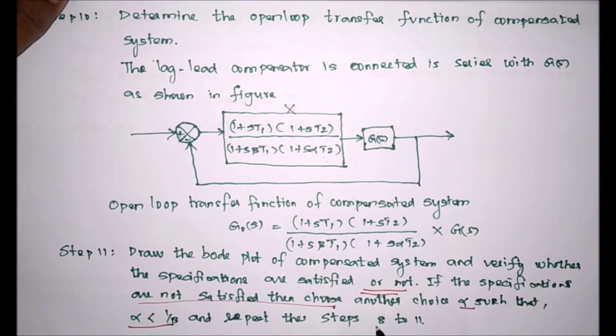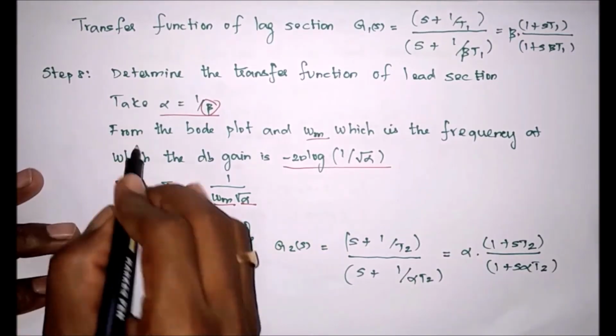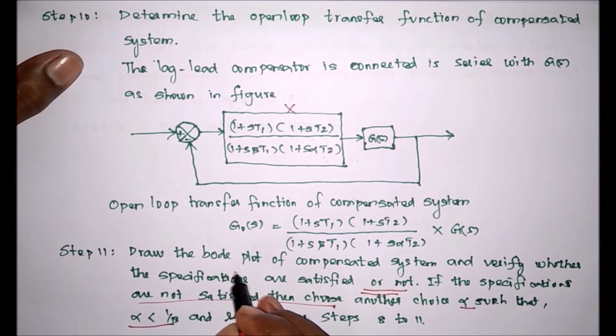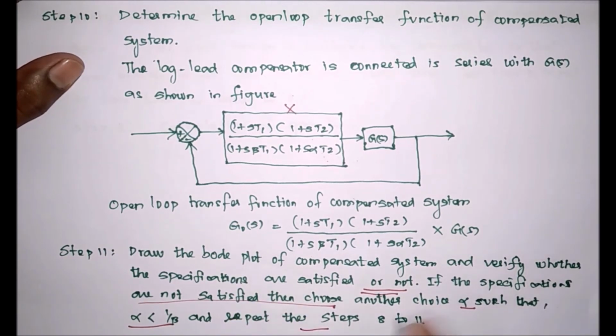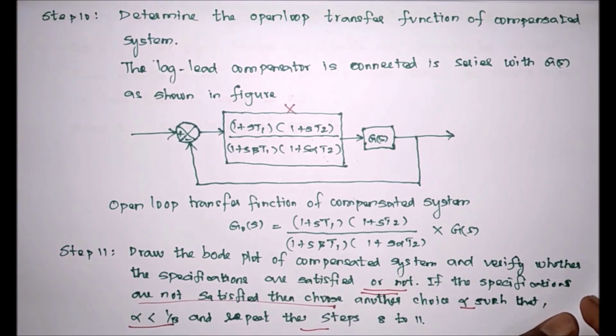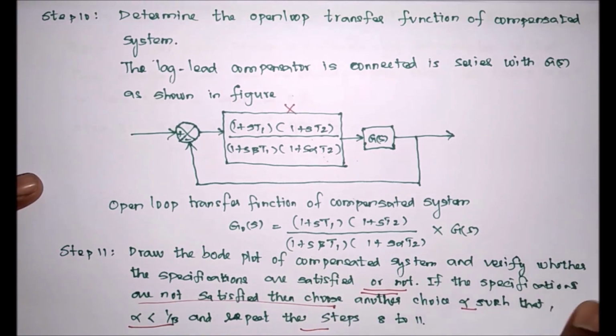So we have to continue from step 8 to step 11. If we select alpha less than 1 by beta, it will definitely satisfy, so we can stop. So this is the procedure for designing a lag-lead compensator.